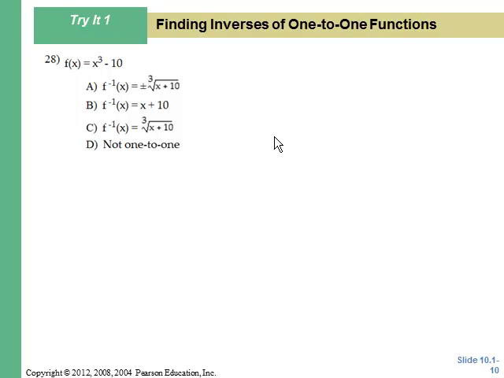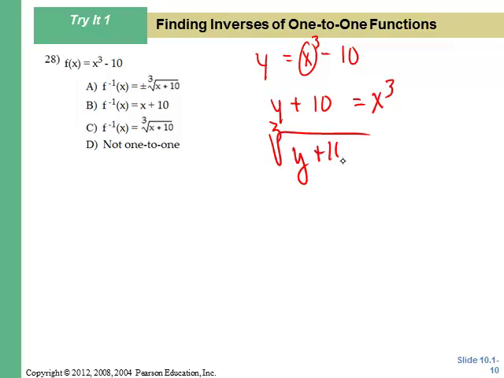Find the inverses of one-to-one functions. So for this one, y equals x cubed minus 10. We want to solve for x. So y plus 10 equals x cubed. Take the cube root of both sides, and the cube root of y plus 10 equals x. Or f negative 1 of x equals cube root of x plus 10.